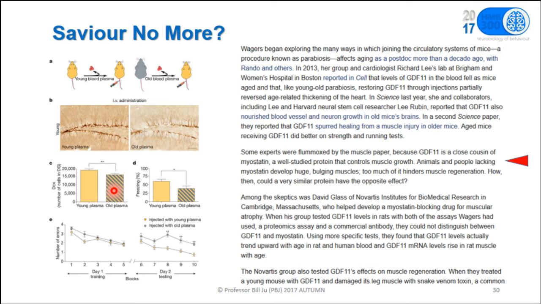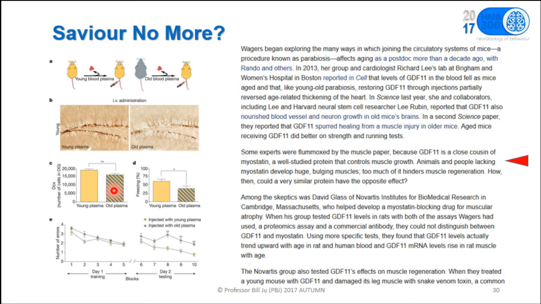The results that you've found in this particular paper actually suggest that you are picking up the wrong molecule. In fact, it can't be GDF11. GDF11 looks a lot like this other molecule known as myostatin, and myostatin actually does the exact opposite of what GDF11 should be doing. So this created this huge controversy.